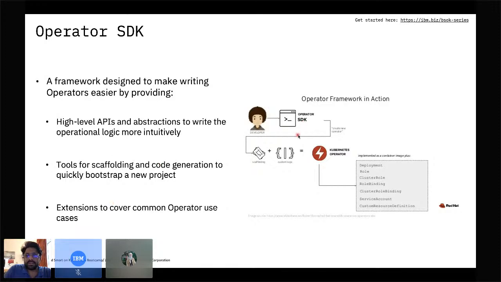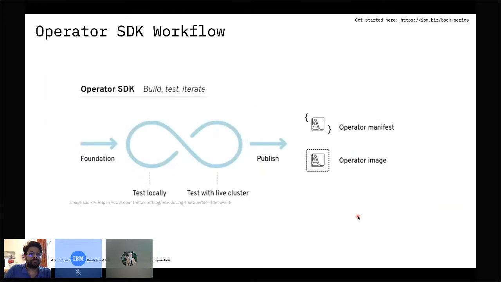So the developer uses the Operator SDK to create a new operator right here. It provides scaffolding and custom logic, which then is equal to a Kubernetes operator. And this could be implemented as a container image as well, based on deployment, role, cluster role binding, service account, or custom resource definition itself.